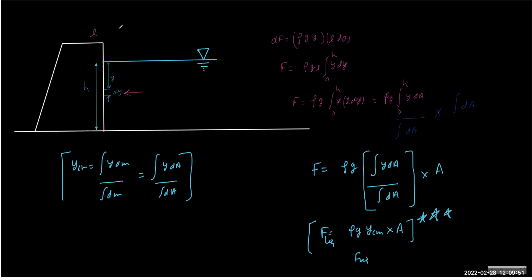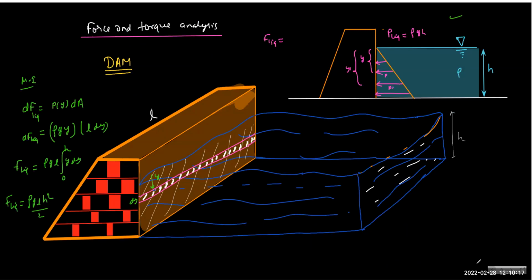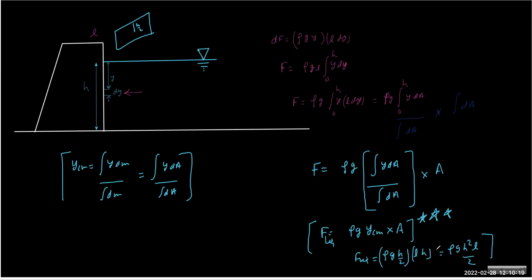So the wall was rectangular, center of mass will be here. So this must be h by 2, correct? Yes. So convert h by 2. That's it. Pressure at the center of mass. And area was what? L into h. You see, it's the same answer. So you can see the answer here. It's the same. So this will have a lot of advantages in solving problems.